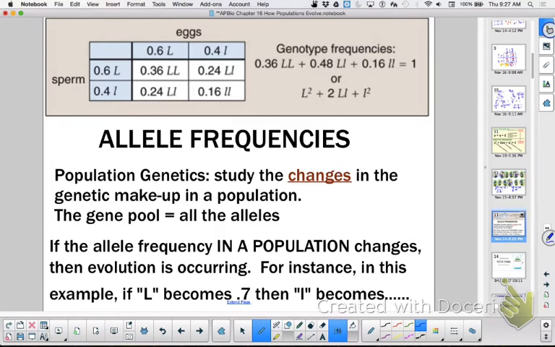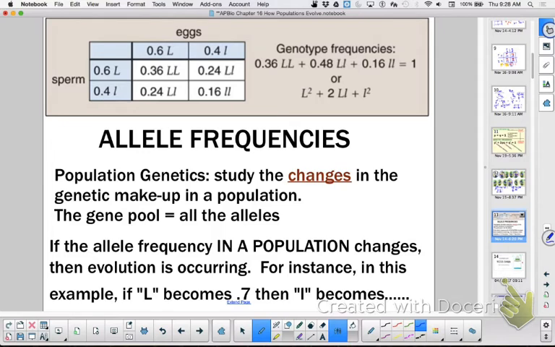Okay. How many of them would be heterozygotes? How many of this population would be heterozygotes? Okay, what's this one right here? This is homozygous dominant. This would be homozygous recessive. So how many of them are going to be heterozygotes? 48%. So if I had 1,000 individuals, how many would you predict to be heterozygotes? 480, right? If I had 1,000 individuals.